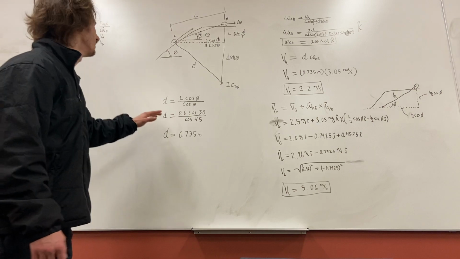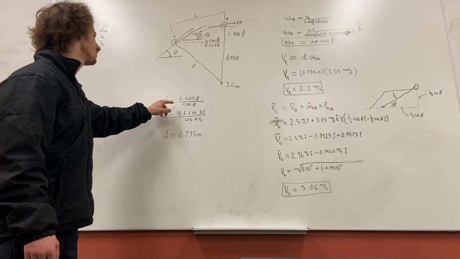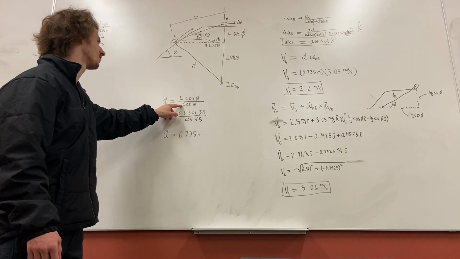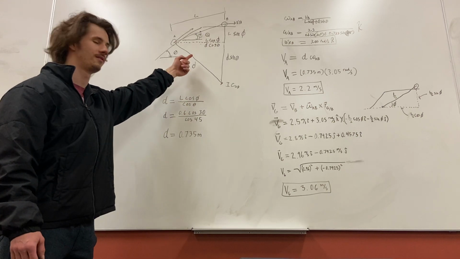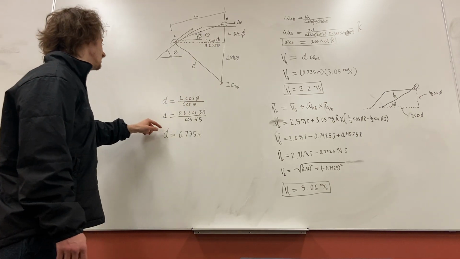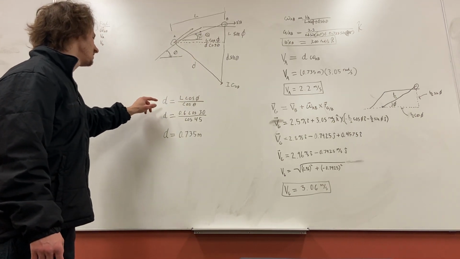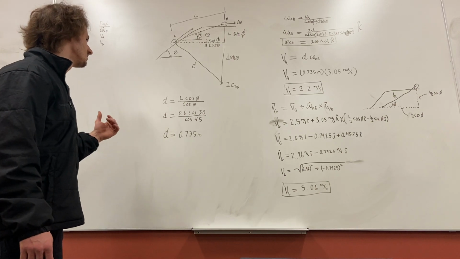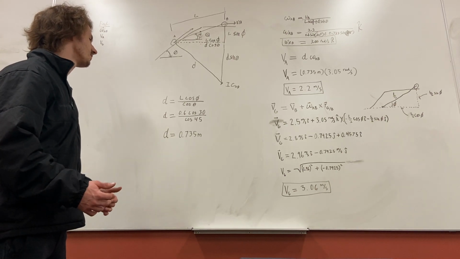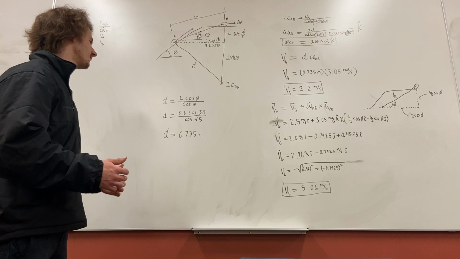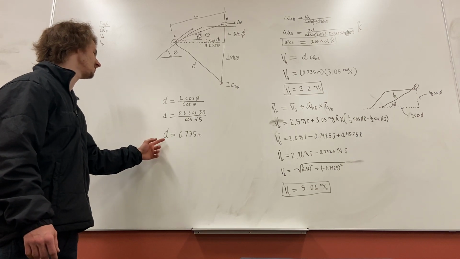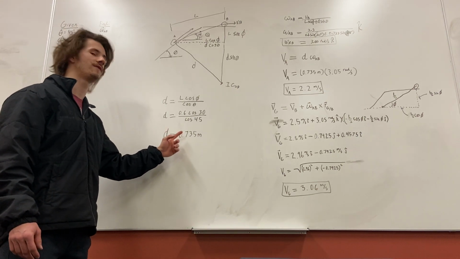Now, D is equal to L cosine of phi over cosine of theta, which is written right there. Those values come out to be D equals 0.6 cosine of 30 degrees over cosine of 45 degrees, which comes out to D equaling 0.735 meters.